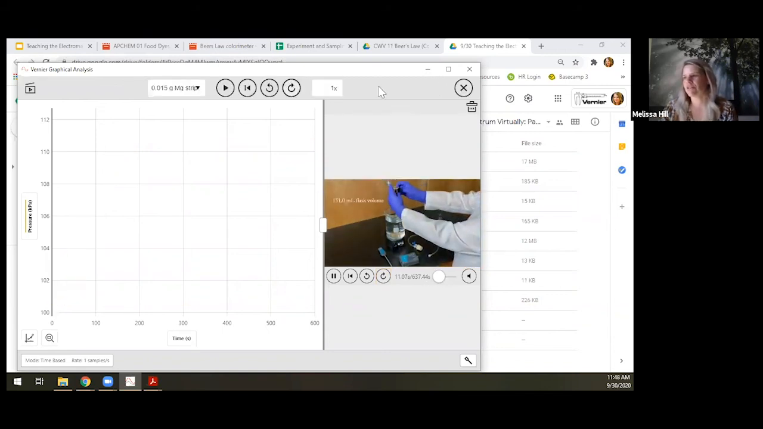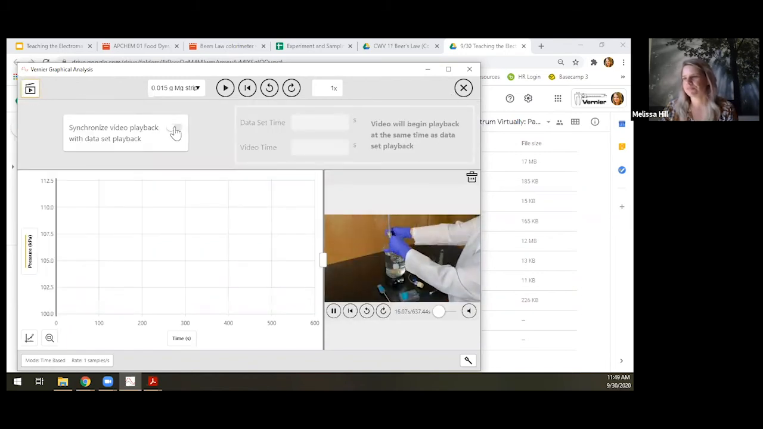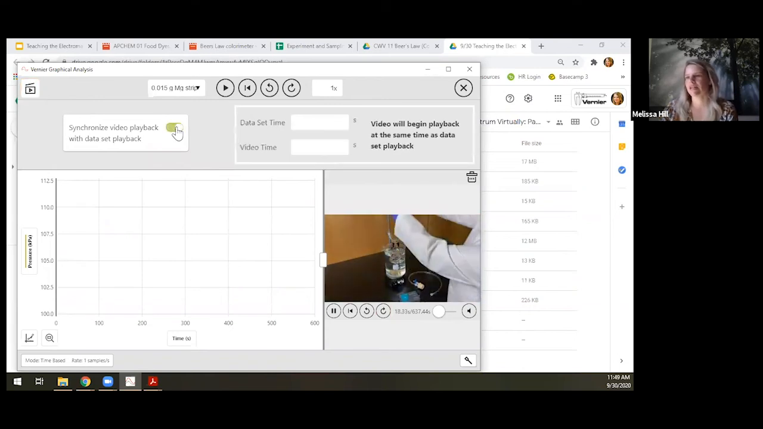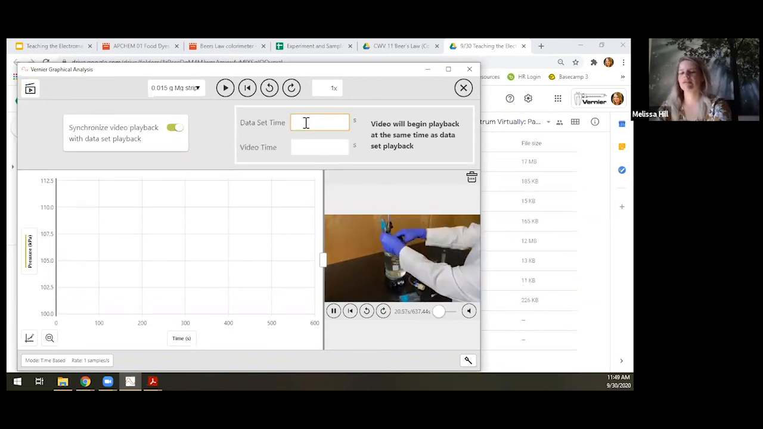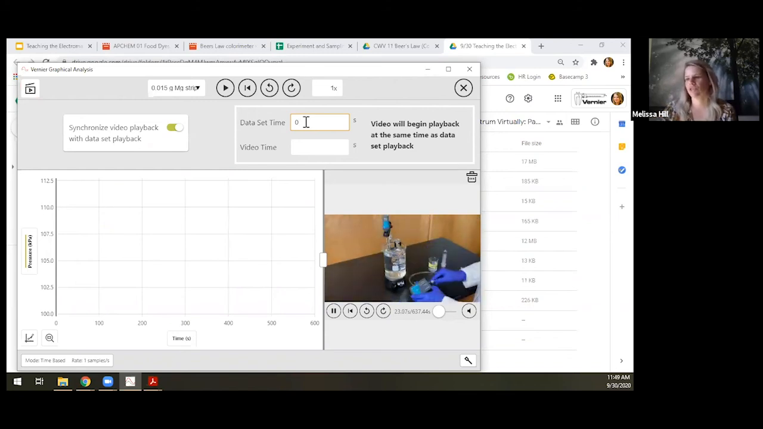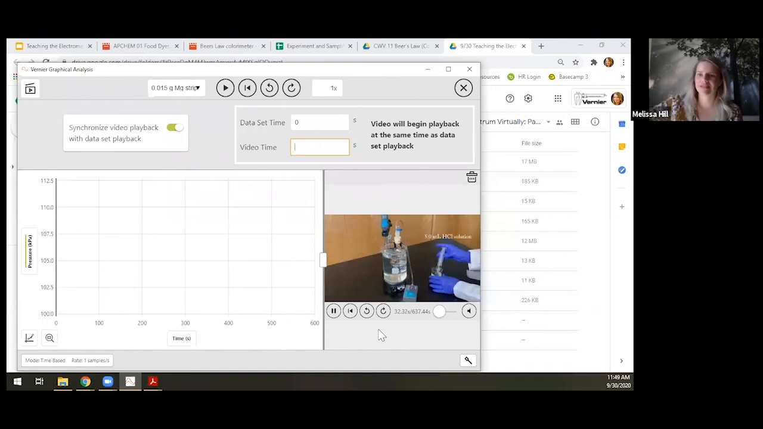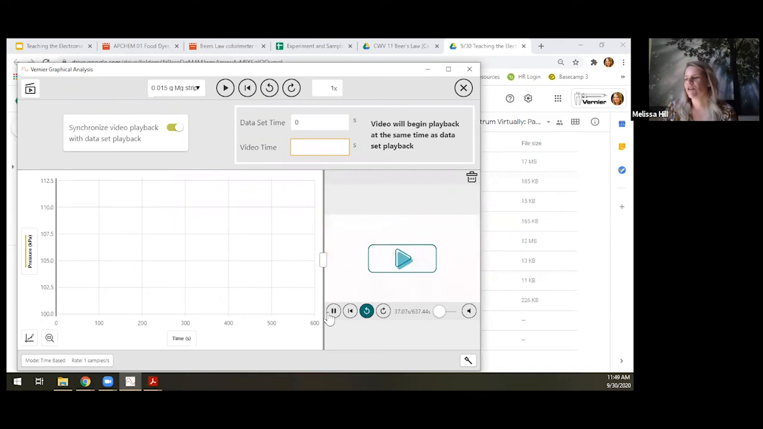And in order to synchronize, I click on that little link and I have to click on this. And I want to synchronize my video playback. I want the data set time to start at 0. But now I need to find in my video where I actually pressed the collect button in order to get this data set. And so for me, I put in a little cheat sheet of a Vernier collect button.